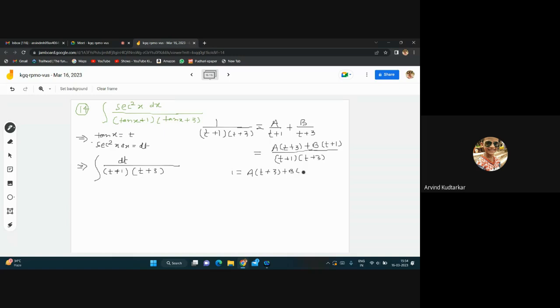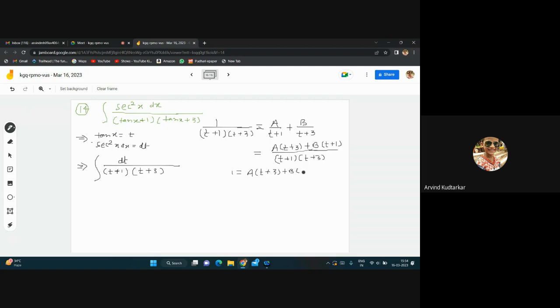For evaluating the values of the unknowns a and b, there are three ways. The first way is to use exact values of t. The second way is to use any value of t and solve the simultaneous equations. And the last is equating the coefficients of powers of t on both sides. Of these, the simple way to find a and b is the exact value. Substitute t is equal to minus 1.